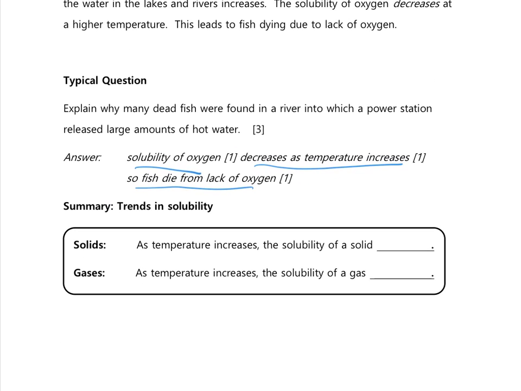So just at the end there, you have your summary of comparing how the solubility is affected by temperature. So with solids, what happens to solubility when temperature increases? It increases. So with solids, the solubility tends to increase. Think again about your sugar in your cup of tea. You can dissolve more sugar in it when your water is hot. Whereas with gases, it's the opposite. So as temperature increases, the solubility of a gas decreases. Okay.